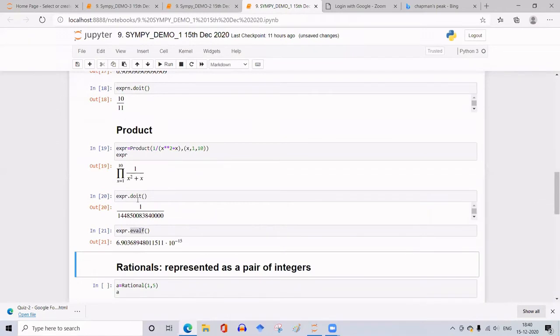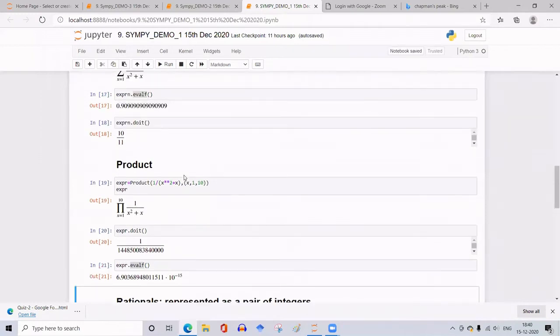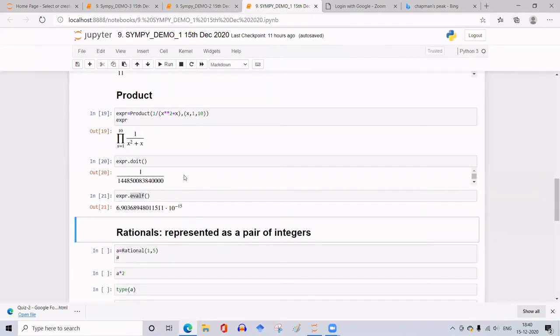Okay, so this 1 over this big number will be approximately equal to 6.9 so much into 10 to the power of minus 50. Is this clear? Product and sum? Anyone? Yes, ma'am.